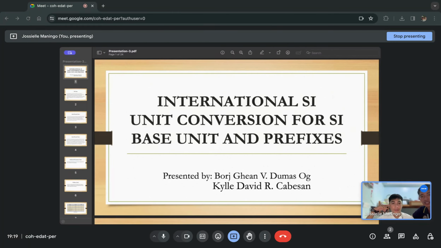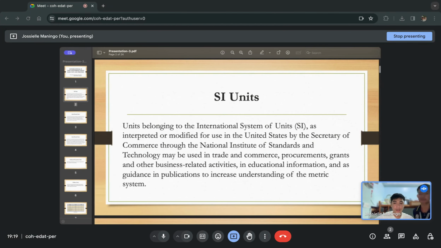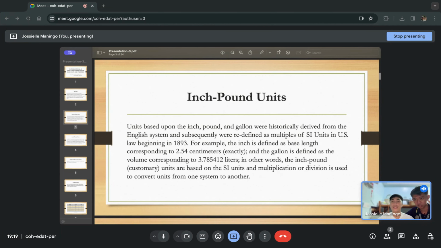We choose topic number one, the International System of Units conversion for SI base unit prefixes. An SI unit belongs to the International System of Units, as interpreted or modified for use in the United States by the Secretary of Commerce through the National Institute of Standards and Technology. It may be used in trade and commerce, procurement, grants, and other business-related activity, and in educational information and as guidance in publication to increase understanding of the metric system.